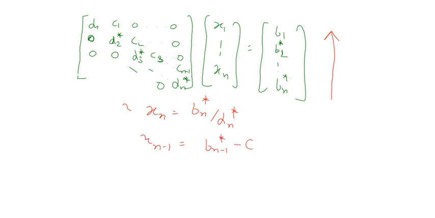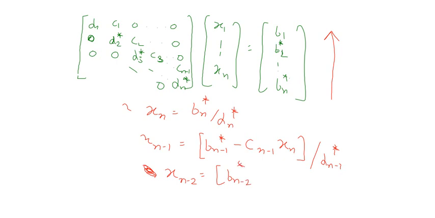Then for n minus 2, xn minus 2 is equal to bn minus 2 star minus cn minus 2 times xn minus 1, divided by dn minus 2 star, and so on.